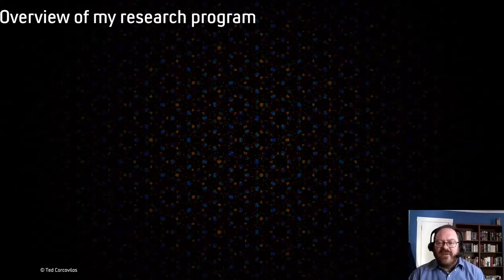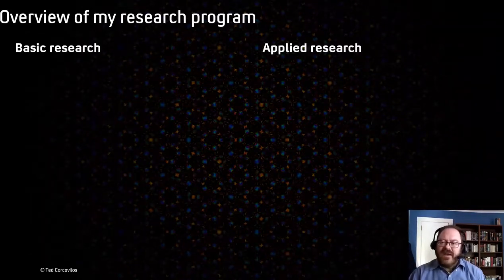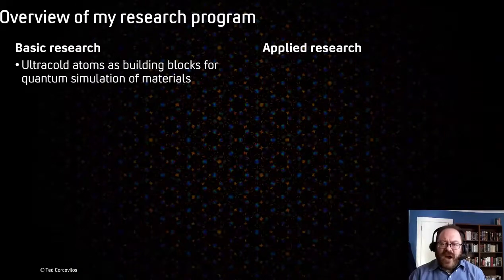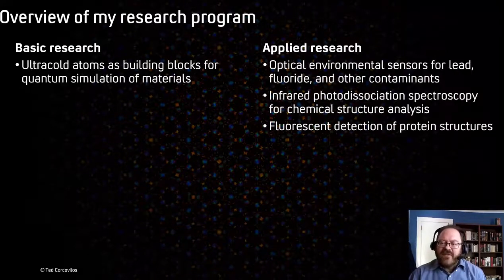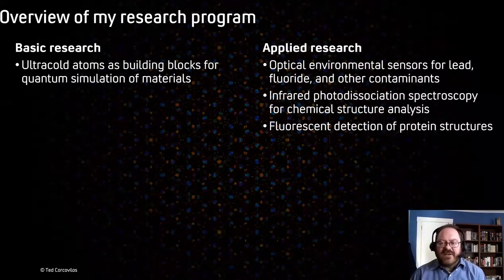Let me give a brief overview of my research program. My research topics fall into two main categories. First, what I call basic research, which are the fundamental questions of physics, and the second are applied research, where we use the tools of physics to study other problems. Our basic research project is to use ultra-cold atoms as building blocks for the quantum simulation of materials, and in particular quasicrystals. Some of our applied research projects are optical environmental sensors for lead, fluoride, and other kinds of contaminants, using infrared photodissociation spectroscopy to study chemical structures, and also to use fluorescence detection of protein structures and other large biomolecules. Today I only have time to talk about a couple of these.